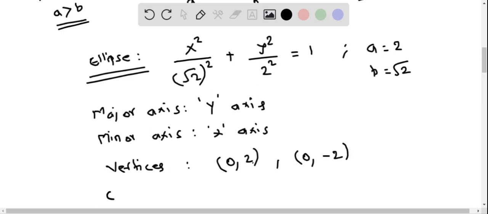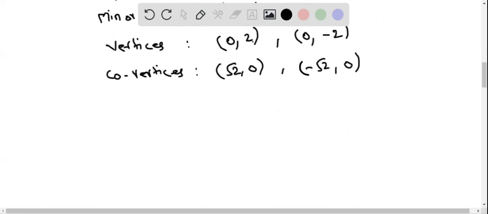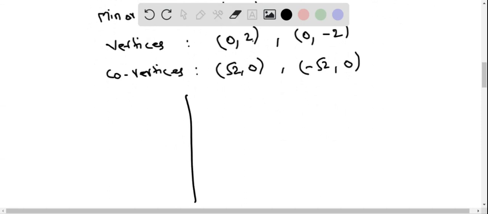Now let's write the co-vertices using this b equals root 2. So therefore the co-vertices are root 2, 0 and negative root 2, 0. So these are the vertices and co-vertices. And using these vertices and co-vertices, we can graph the equation of the ellipse.